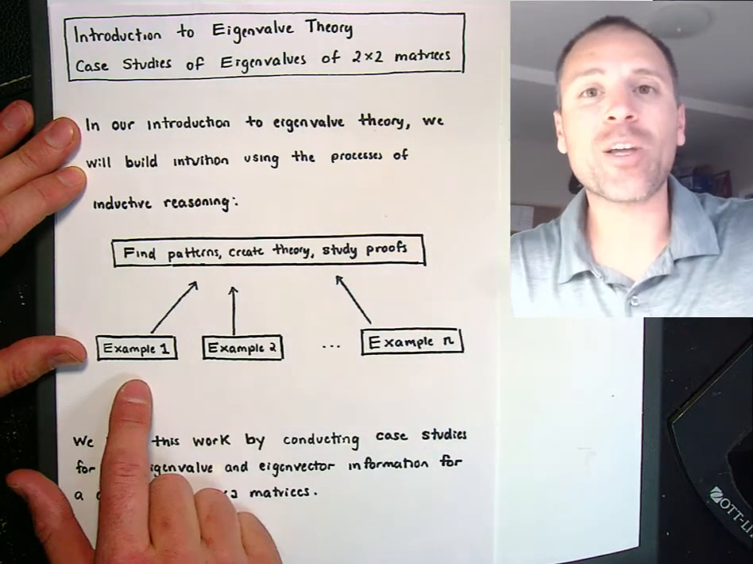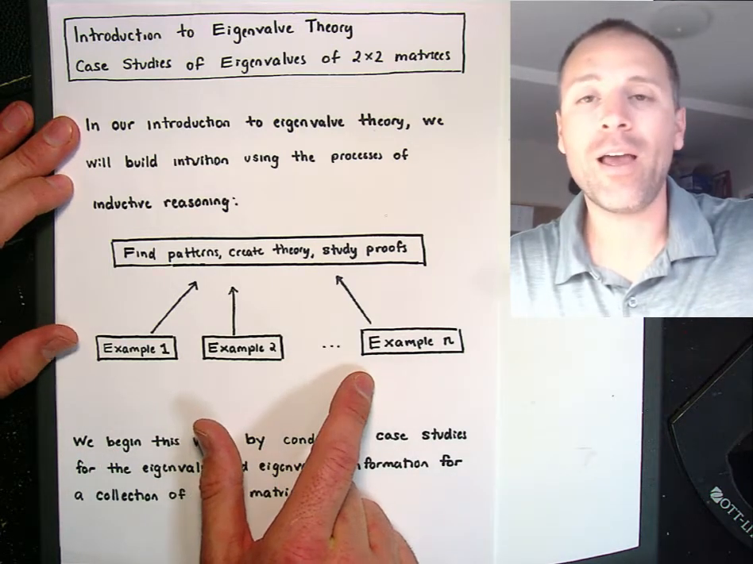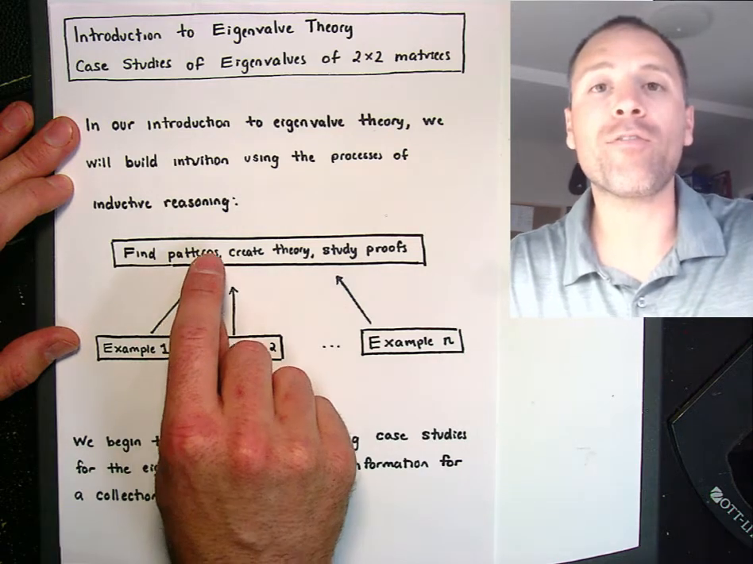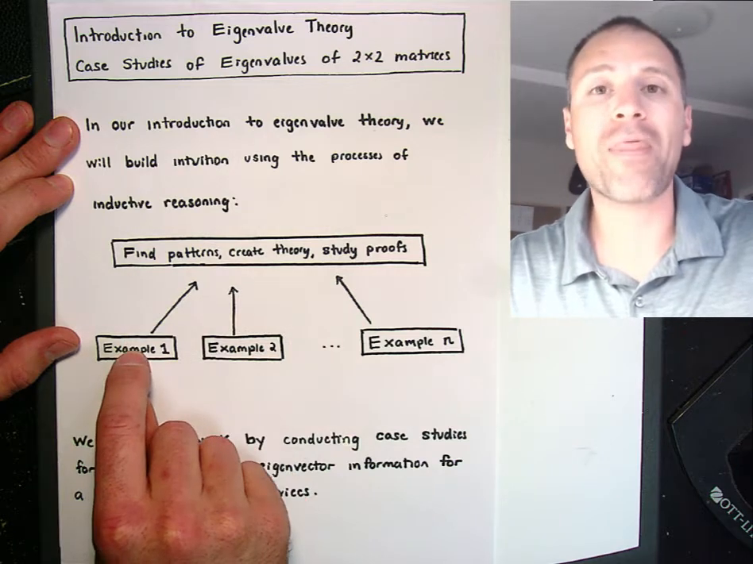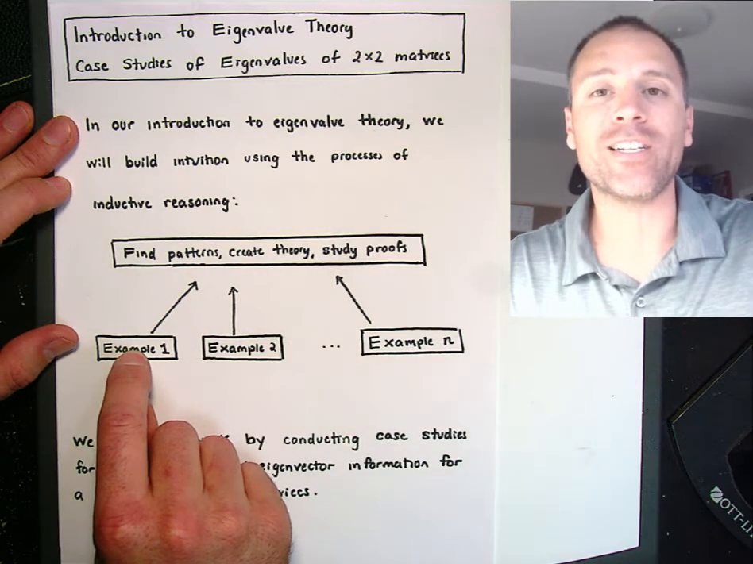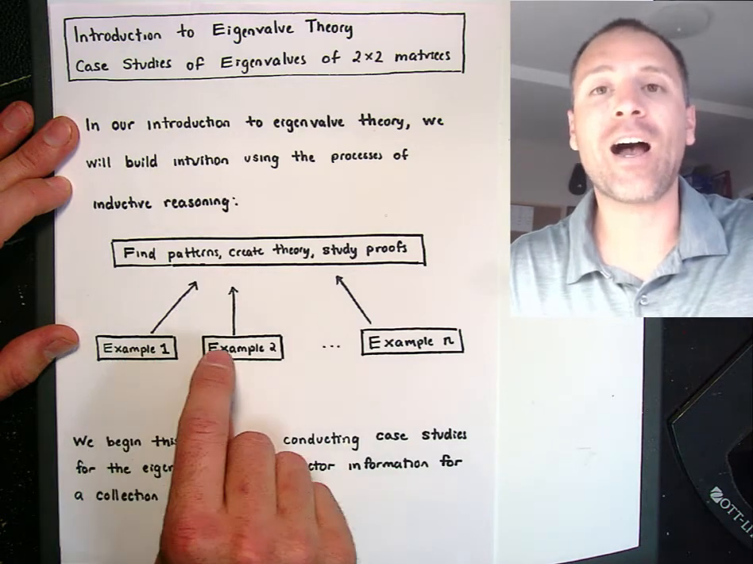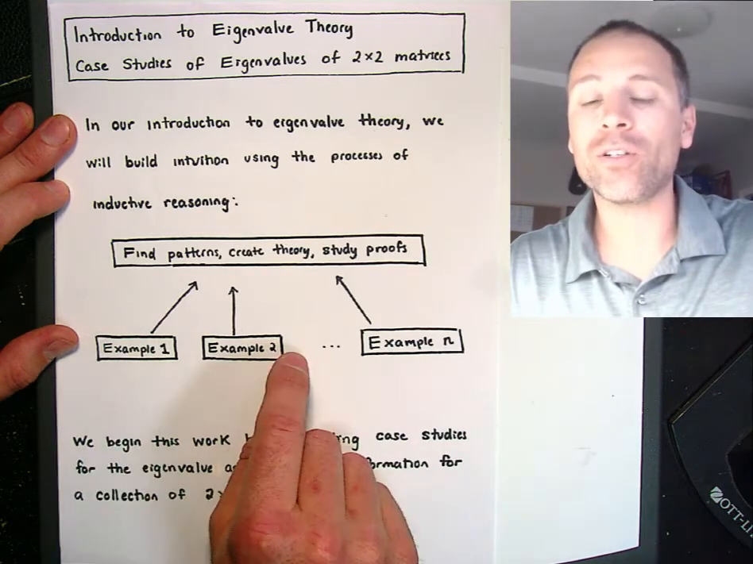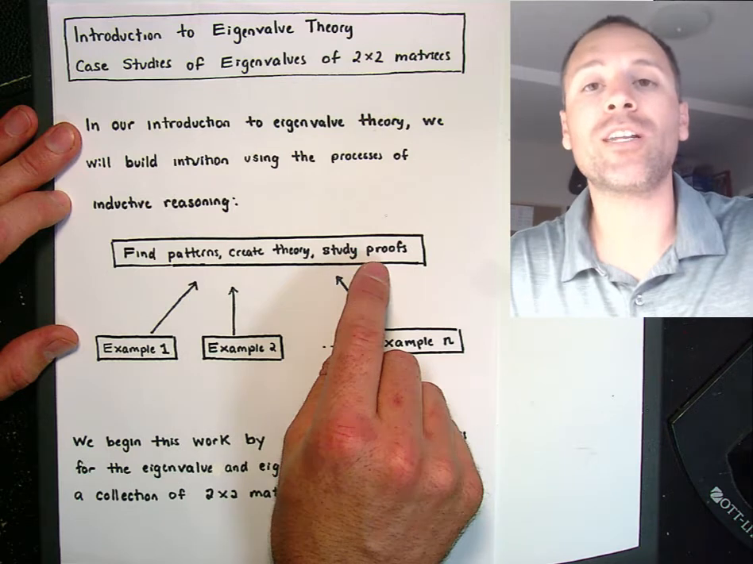In this video, we continue our introduction to eigenvalue theory by undertaking case studies of eigenvalues associated with a selection of 2x2 matrices. The idea here is that we're going to follow the process of mathematical inductive reasoning. The concept of inductive reasoning is instead of studying theory first and then applying general statements to examples, that's called deductive reasoning. Inductive reasoning starts by studying a collection of examples and then finding patterns to create an idea about theory, and then eventually we'll study the proofs.